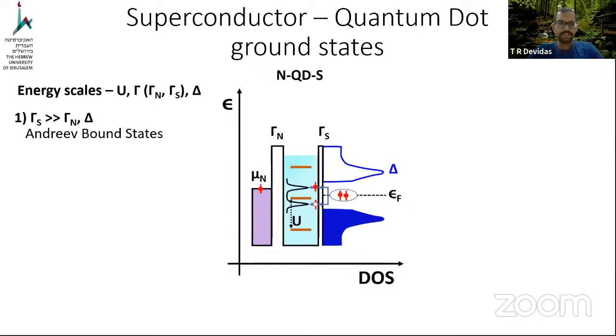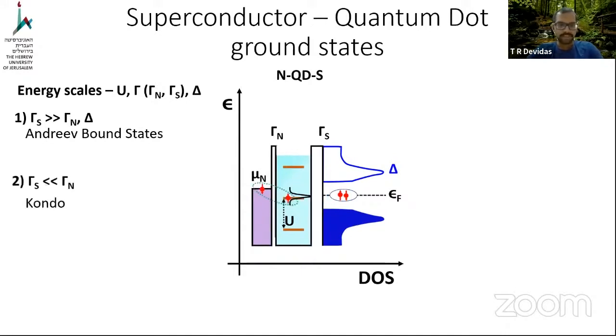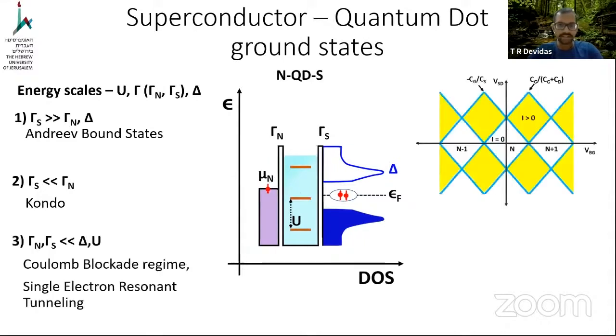In the regime where the dot couples strongly to the superconductor, we get Andreev bound states within the superconducting energy gap. In a regime where the dot couples more strongly to the normal electrode, spin flip co-tunneling processes can lead to formation of a Kondo ground state. And in the regime where the charging energy of the dot is much greater than the coupling strengths, you enter the Coulomb blockade regime where transport is dominated by single electron resonant tunneling processes.